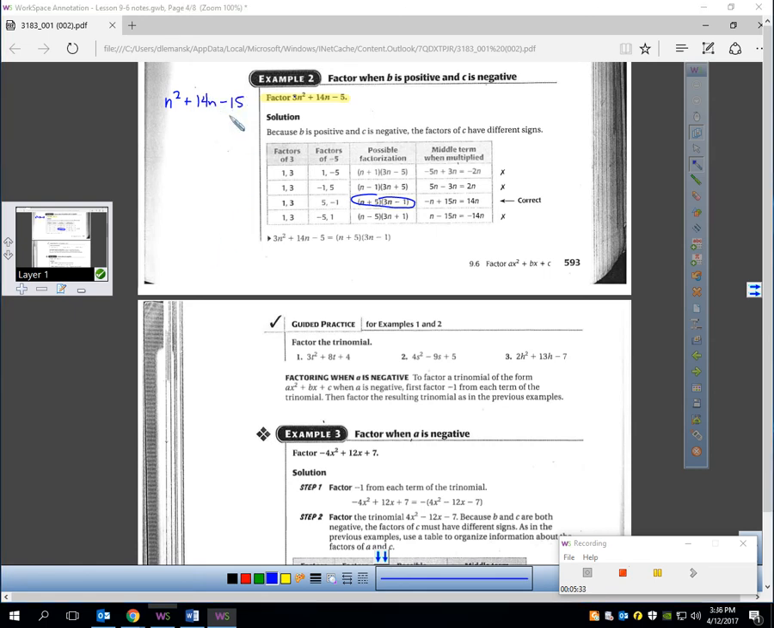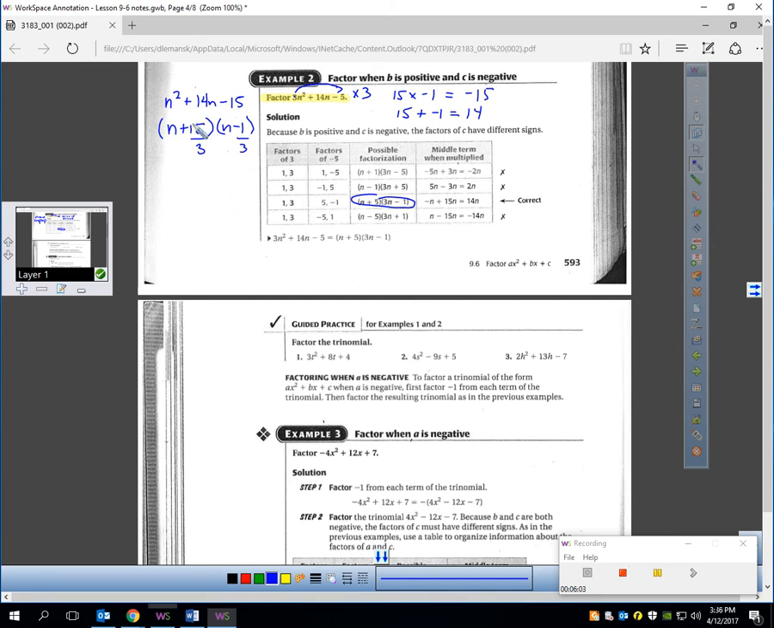Okay? Now, what times what's negative 15 and adds to 14? Well, that should be pretty easy. Positive 15 times negative 1 is negative 15. Positive 15 plus negative 1 is 14. Okay? So I have n plus 15, n minus 1. Now I can't forget, I multiplied by 3 in the beginning of the problem. I have to divide by 3 now and reduce each fraction.